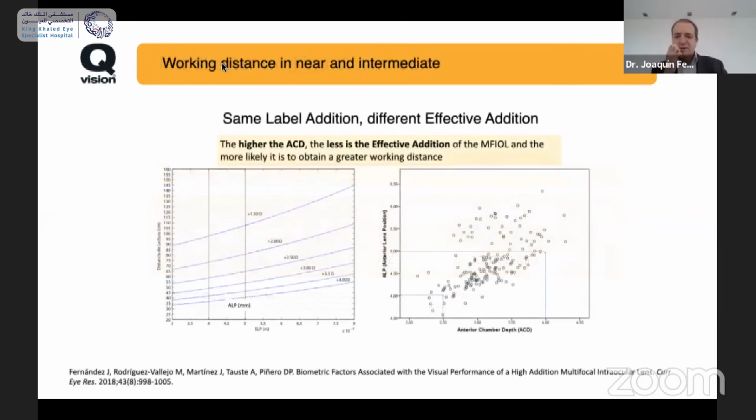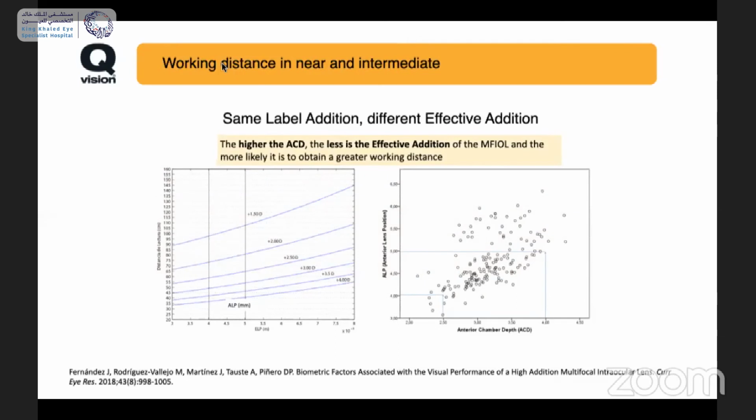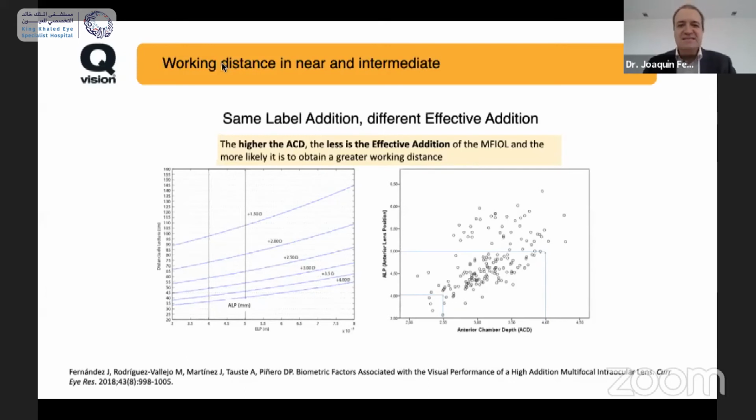It's because of that. Take a look at the table on the left. We have here that the higher the ACD, as you can see, the less the effective addition. It's very interesting. You have the 4 millimeter of ELP and the 5 millimeter. As you can see, for a lens of 4 dioptres, the higher the ELP, the less the effective addition is going to be. So the reading distance is going to improve.